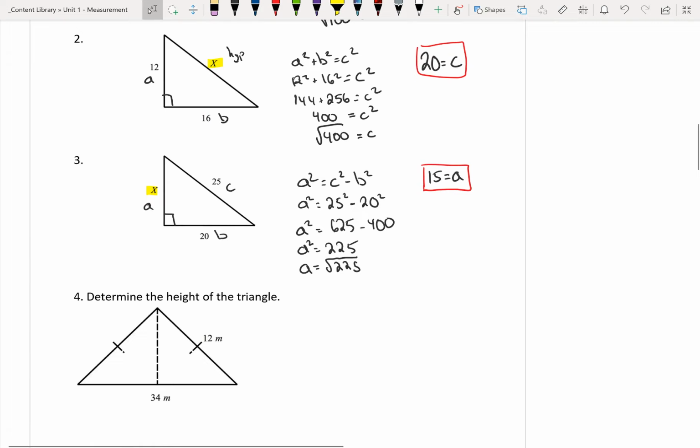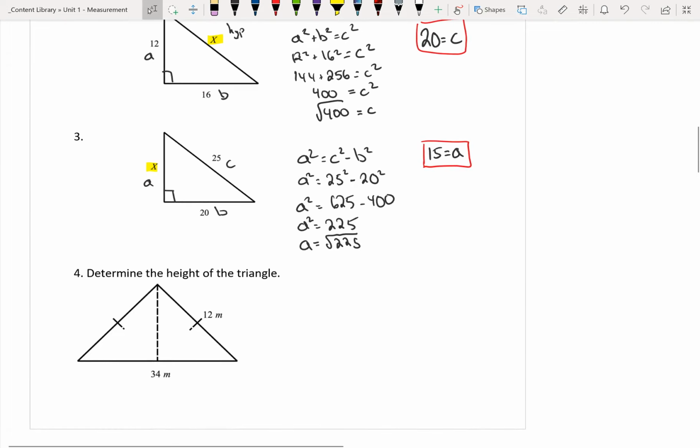Example 4, determine the height of the triangle. So I'm trying to find the height of the triangle. One key thing to note, these two lines, what they mean is that the sides are equal. So that means if I have a triangle where two sides are equal, it's considered isosceles. So what that means is that this dividing line here splits my triangle in half. So if I'm splitting 34 in half, that means that this side is equal to this side.